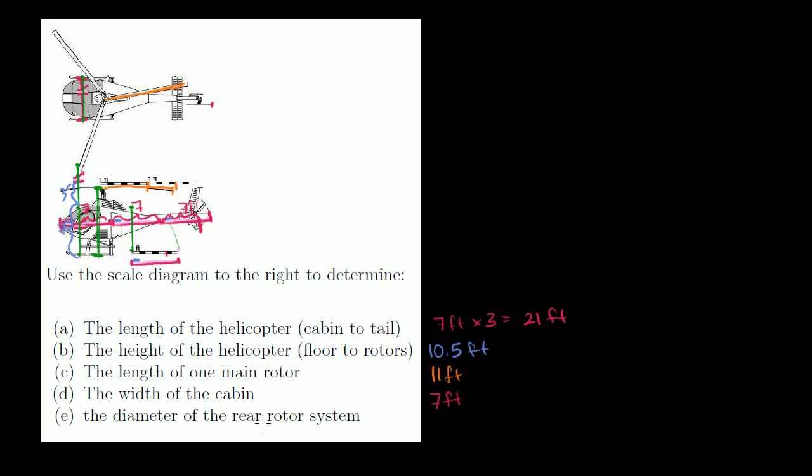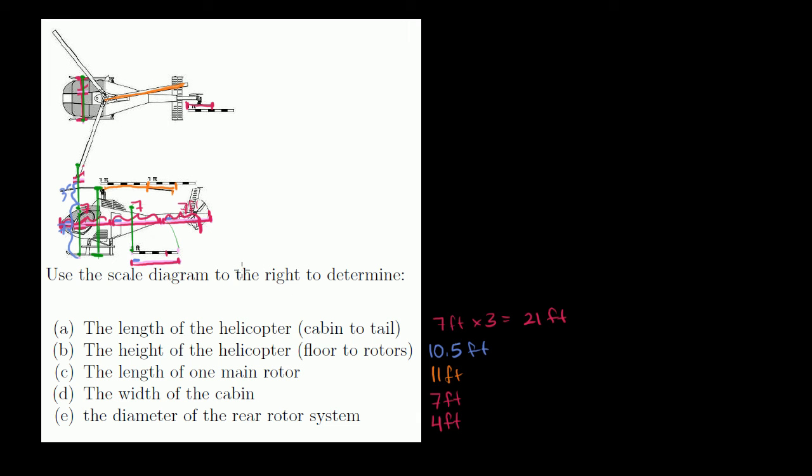And then finally, the diameter of the rear rotor system. The rear rotor system is this right here. So if we were to copy and paste our 7-foot length, actually, let me copy and paste the actual ruler. So this is our actual ruler. So how long is the rear rotor system? Let's look at our ruler. It looks like 1, 2, 3, 4 feet is my best estimate. So I'd say the diameter of the rear rotor system is 4 feet.